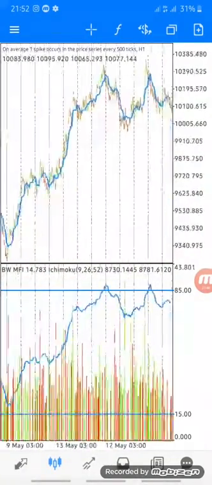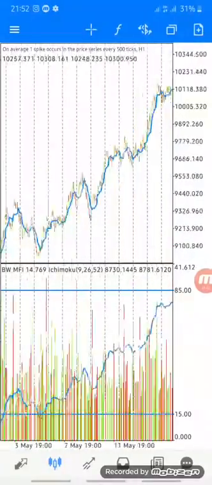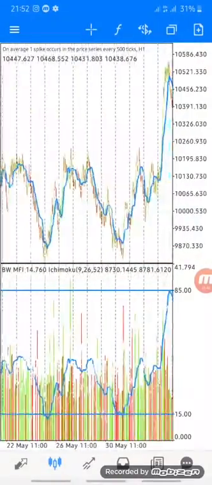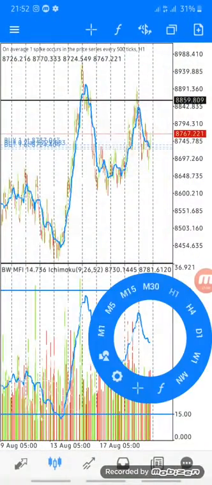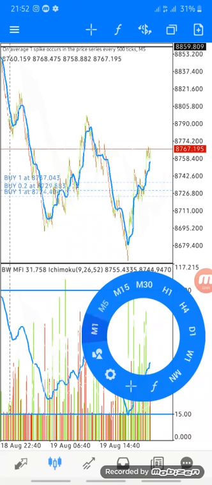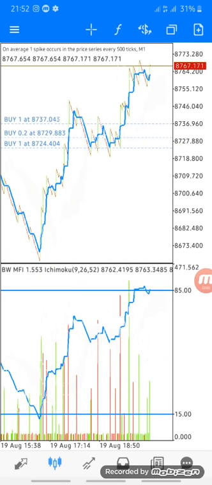Let me show you an example of a good signal, but I don't advise you to use the 1 hour time frame because, yeah, this is how you're going to use the strategy.